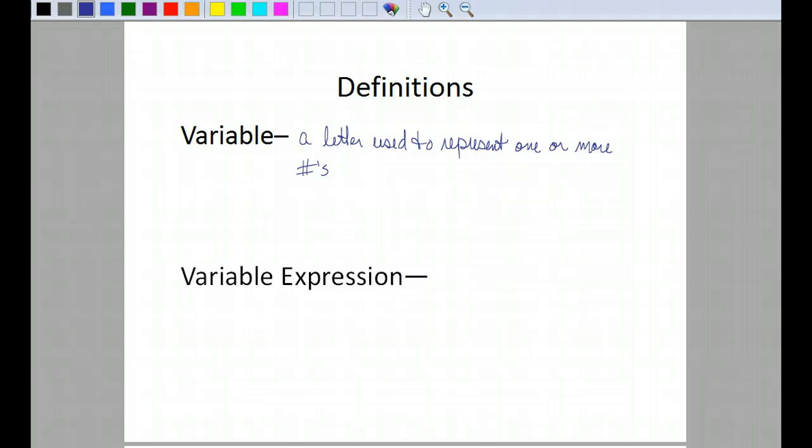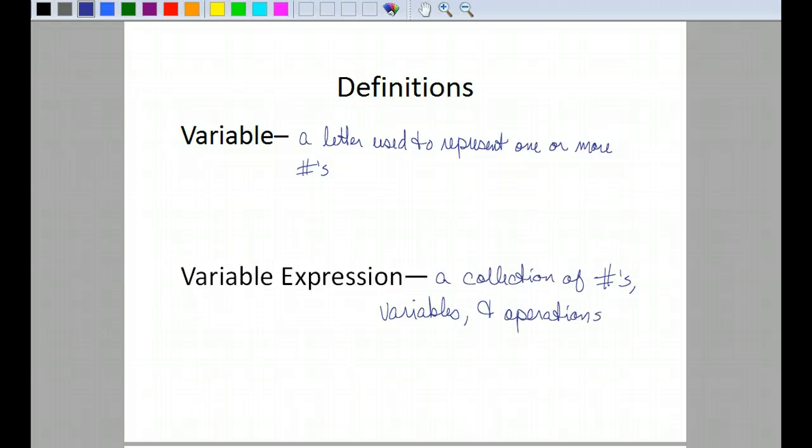Let's talk about a variable expression. A variable expression is a collection of numbers, variables, and operations. So an example of a variable expression would be 2x minus 3.